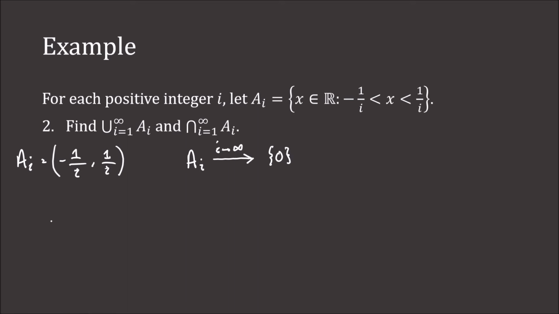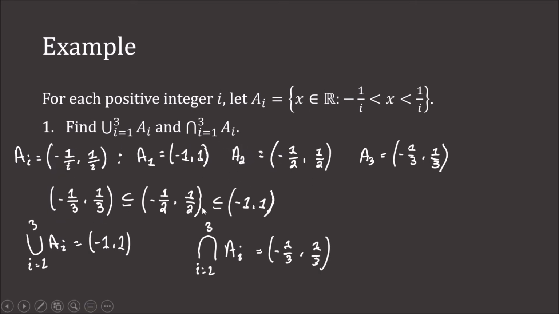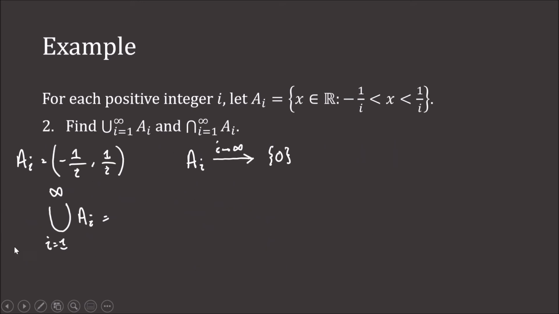Using this, now the infinite union, i equals 1 to infinity of a sub i. Once again, it's going to be -1 to 1, then -1/2 to 1/2, then -1/3 to 1/3, -1/4, but -1 to 1 is going to contain everything. So that is our infinite union. Our infinite intersection, however, if we look at the sets, the only thing all of these will have in common is 0.